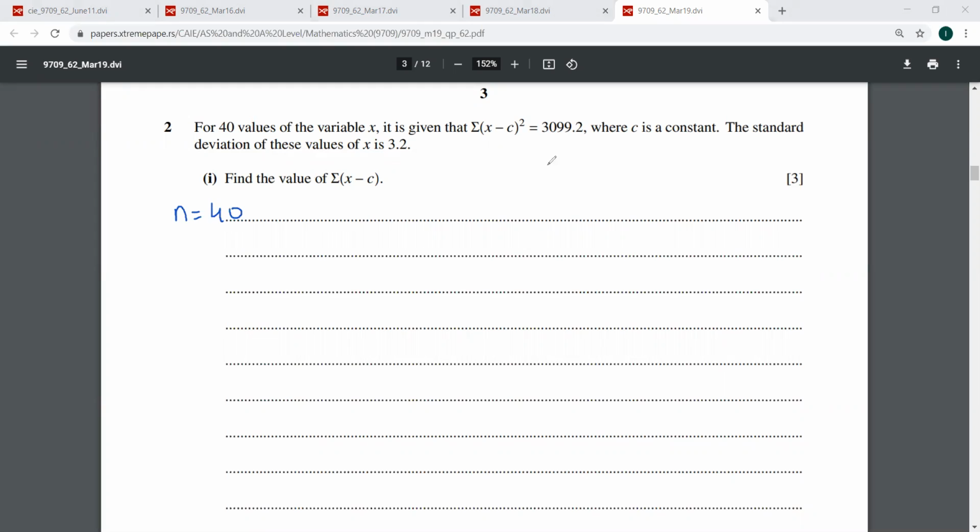It is given that sigma (x minus c) whole square is 3099.2, and I will be noting it down as my sigma d square. This time we have the coding like this, x minus c equal to d. The standard deviation of these values of x is 3.2, which is the original standard deviation. We know that the original standard deviation and the standard deviation of the coded data are the same.